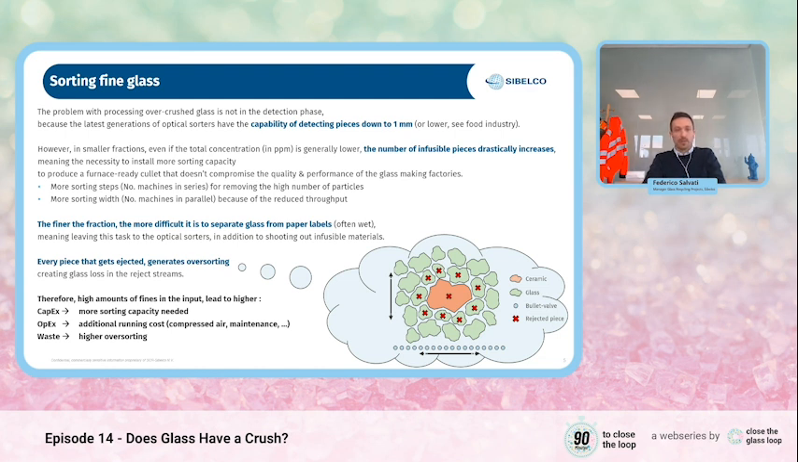So in conclusion, the higher amount of fines that we see in our plants will give us an increase in capex because more sorting power is needed in our plants, an increase in opex because of additional running costs, for example the compressed air to shoot them out and the maintenance and so on, but also higher oversorting leading to a higher waste cost, because some of the particles of glass will be expelled with the fine CSP and eventually exit the glass loop.